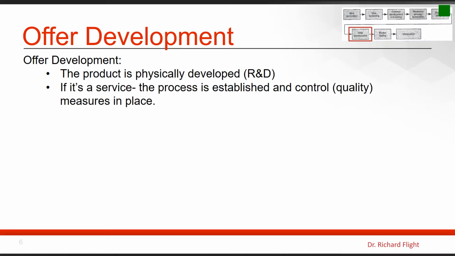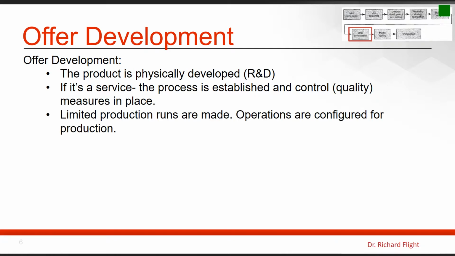If it's a service, again, then it's a process that we're creating where we want to establish the rules for it to be able to be followed so that the service can be duplicated over and over and over again. We may make some limited production runs at this particular stage, so we want to make sure if it's a product that we're able to produce it.